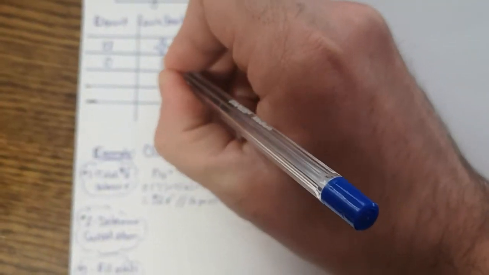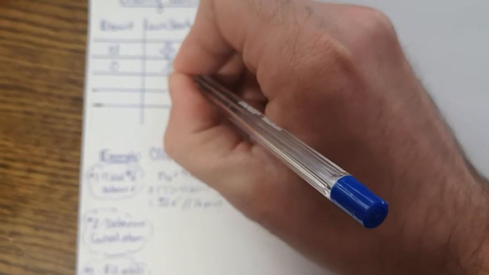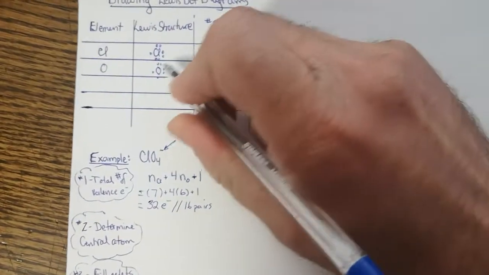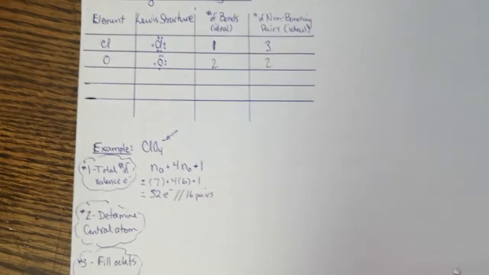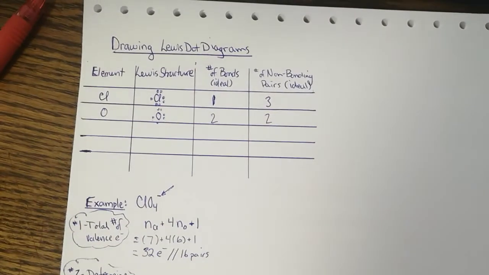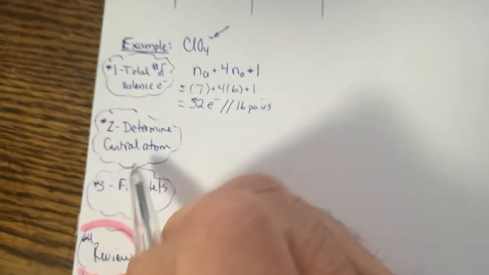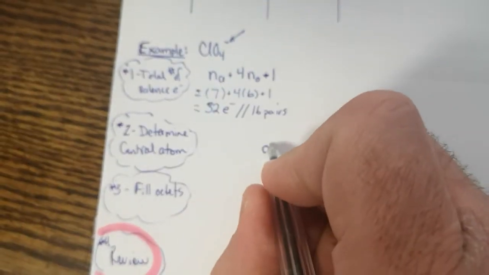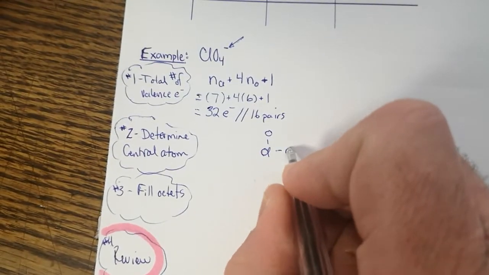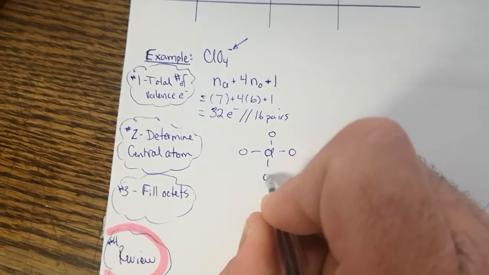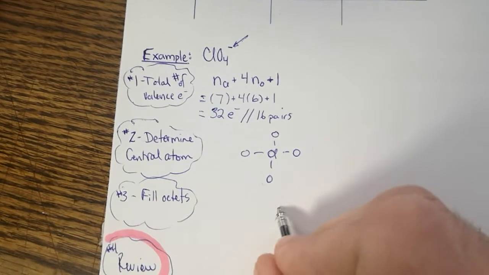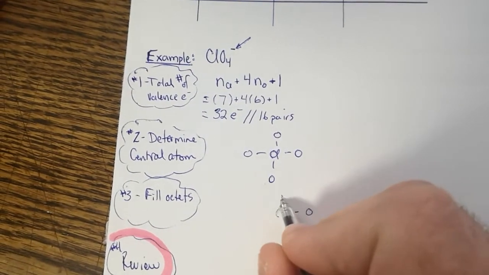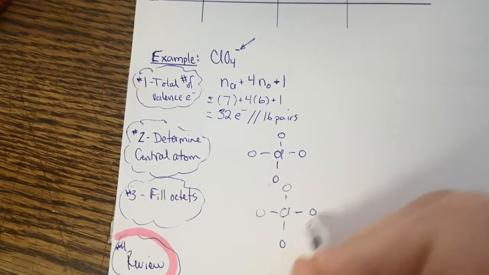Oxygen, we expect to have 6 valence electrons to form 2 bonds, because it has 2 single electrons, and have 2 non-bonding pairs. Once we've determined our central atom to be chlorine, we're going to attach each of our remaining oxygens to that chlorine atom. Our next step is to fill the octets. Let's fill those out.